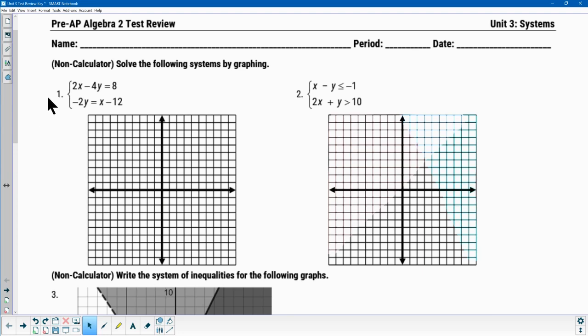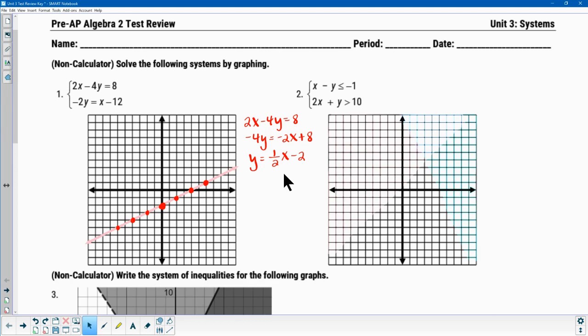The first thing you're going to want to do is rewrite your equations so that they are in y equals form. So what I'm going to do is I subtracted 2x from both sides, and then I divided by -4. So my equation is y equals 1/2 x minus 2. Always start with your y-intercept. In this case, it's -2. So I'm going to draw my first point at -2.